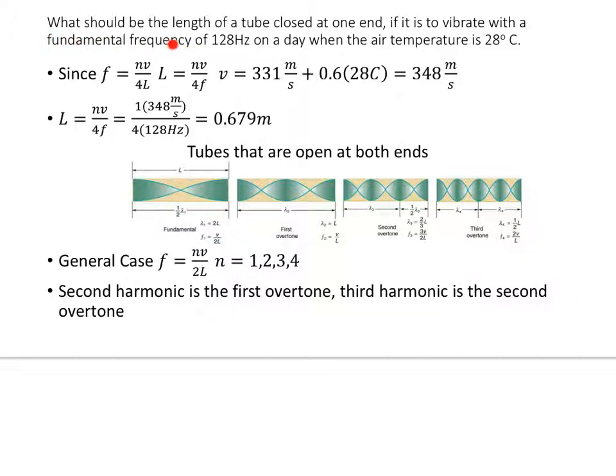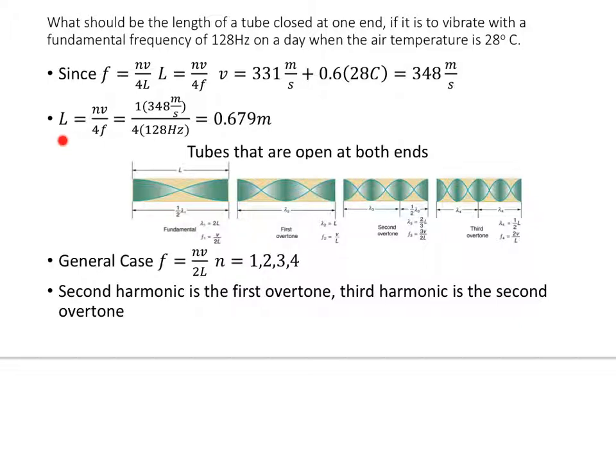So here's a problem. We want to calculate the length of a tube closed at one end if it's to vibrate with a fundamental frequency of 128 hertz on a day when the air temperature is 28 degrees. So we're going to use that general formula from the previous slide, and since we want to know the length of the closed tube, we're going to solve for L. First we need to determine the speed of sound. That's determined by the air temperature, which is 28 degrees Celsius. So the velocity of sound is 331 plus 0.6 times 28, or 348 meters per second.